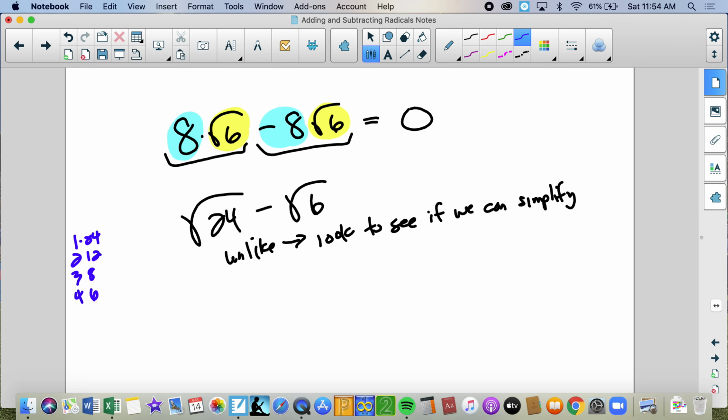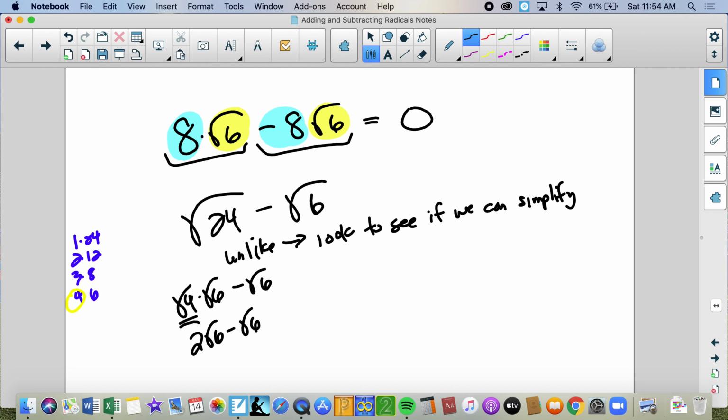1, 24, not a perfect square. 2, 12, not perfect squares. 3, 8, not perfect squares. However, 4 is a perfect square. So we know that we would be able to break rad 24 into rad 4, rad 6. Rad 4 is a perfect square. So we would write that as 2 rad 6 minus rad 6.